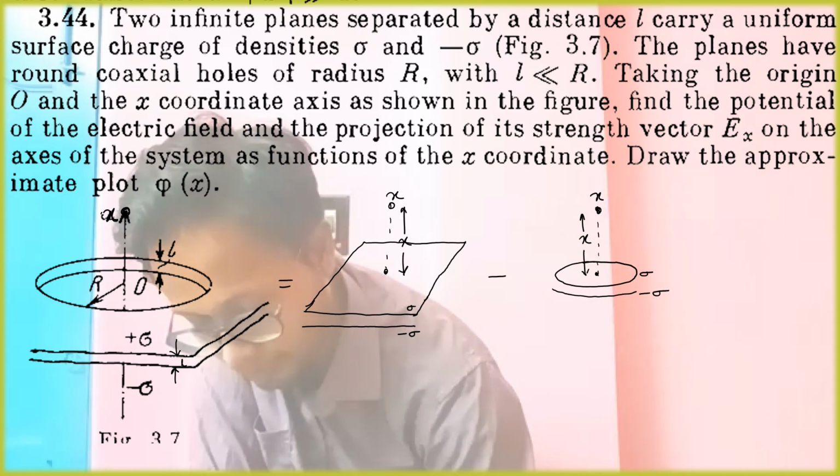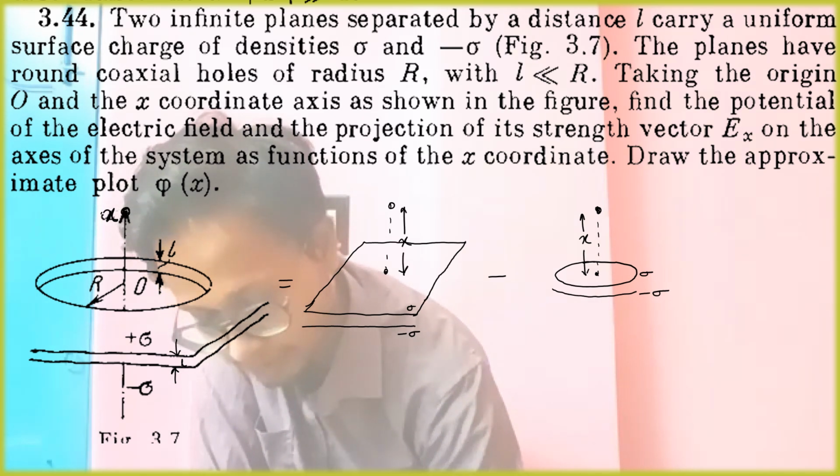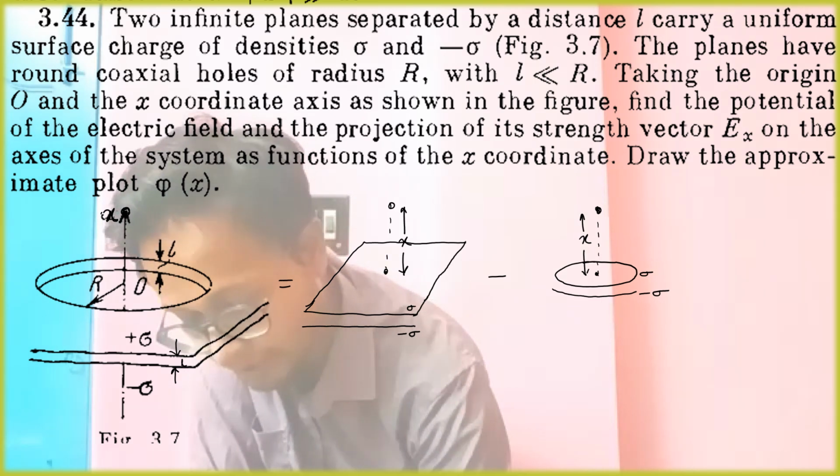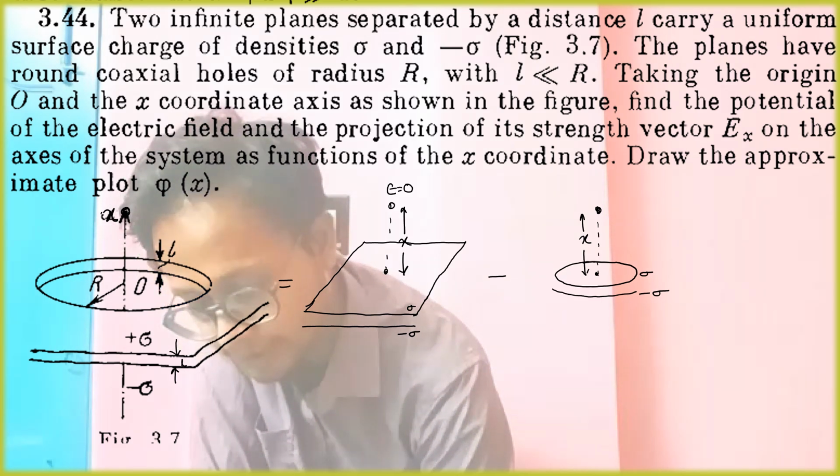Now from the previous lectures or the previous question, the electric field outside the plate is equal to 0, isn't it?